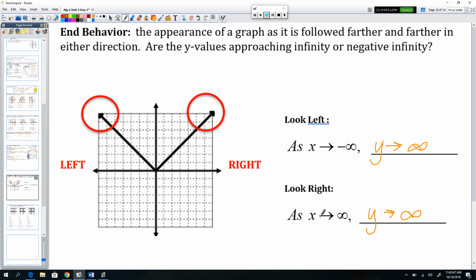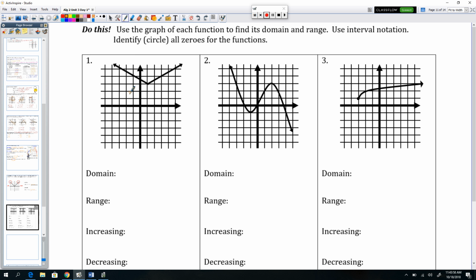And then same thing on the right. This is always the same on the right-hand side. X is always approaching infinity on the right. What's happening on the right when the y values go to infinity? I'm going to work through this first example here, and then I want you to try 2 and 3 on your own and then check your answers.